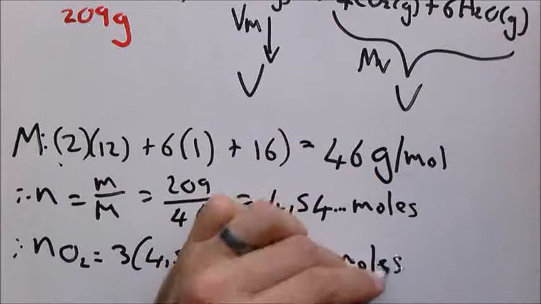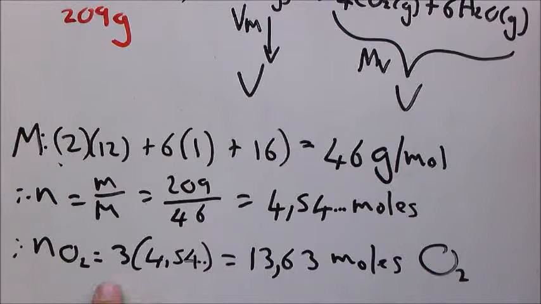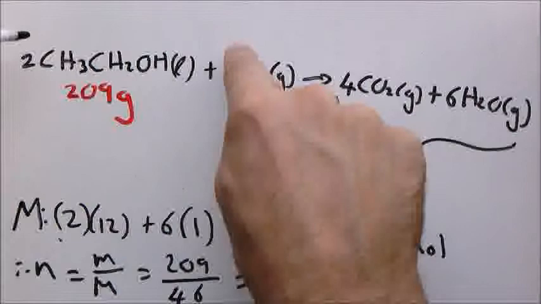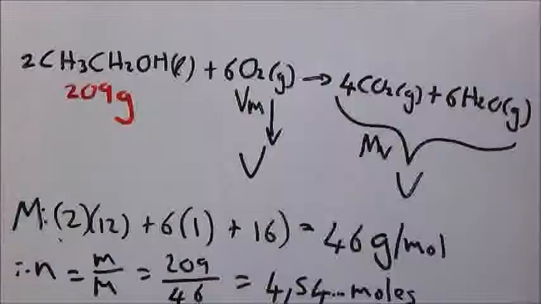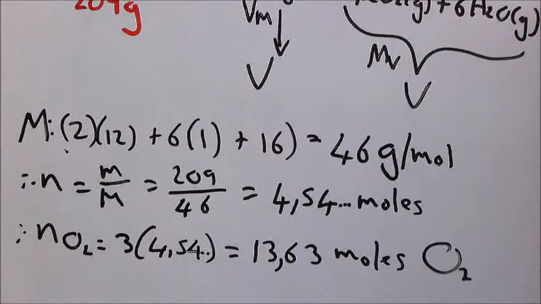oxygen. Okay, how did I get to that 3 again? I'm just going to say you multiply with where you're going, but you divide with where you are. Okay, so I took whatever the answer was, 4.54 divided by 2 and then equals 2 and then multiply by 6. And that's how I got to 3, and that's how I got to 13.63.